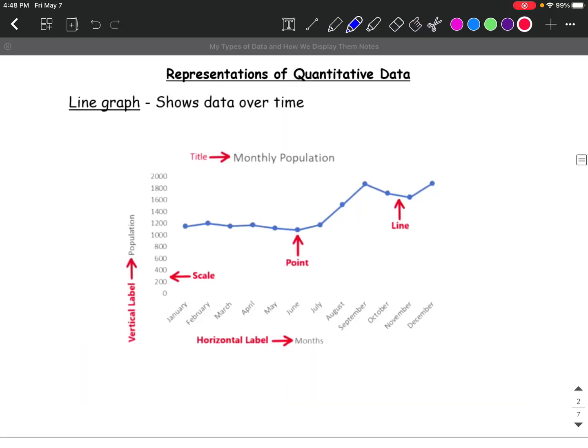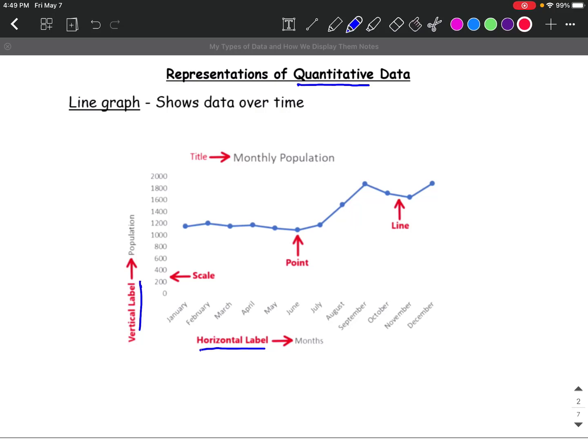Representations of quantitative first. So the quantitative, these are the numbers. So we have a line graph. The line graphs show data over time. So for instance, on the horizontal label, we have the months of the year. On the vertical label, we have the population. And notice the scale on the vertical, 0, 200, 400, 600. It's a consistent scale all the way up the vertical axis.